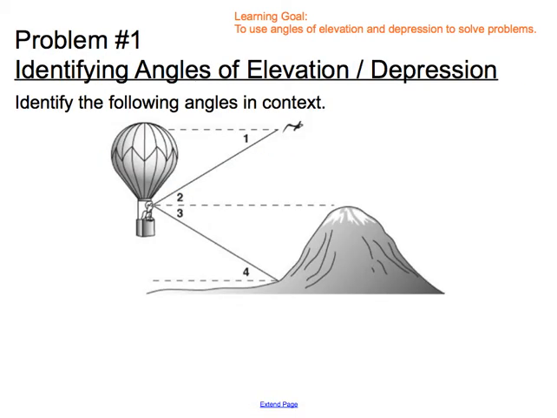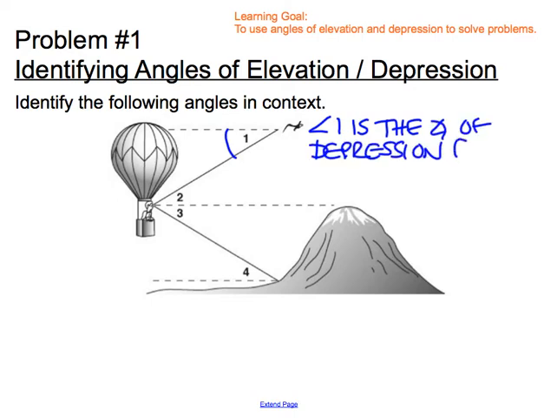So the first thing that we want to be able to do is identify angles of elevation and depression in context. So here let's start by taking a look at angle 1. First off, we should notice that angle 1 is an angle of depression. So here I'm going to call angle 1 the angle of depression.